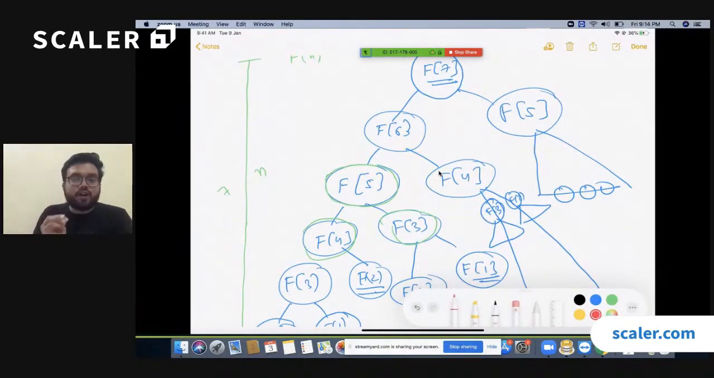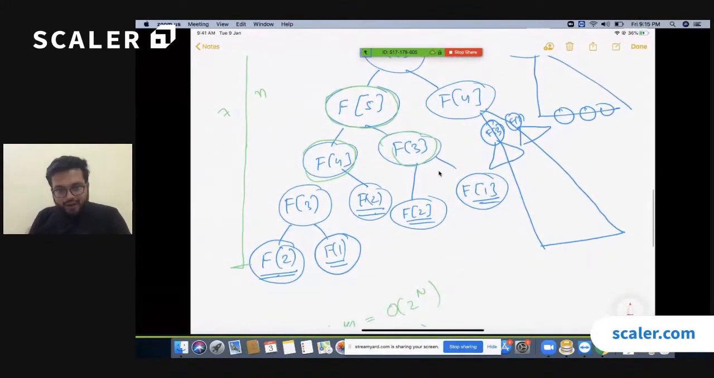The observation that I want you guys to draw, that there are a lot of states that you are computing that you could have avoided computing. Okay, listen to it again. I am saying that there are a lot of states here which could have been avoided. You could have avoided computing them just because you already knew the answer of those states. Okay, let's see some examples. So have a look at it.